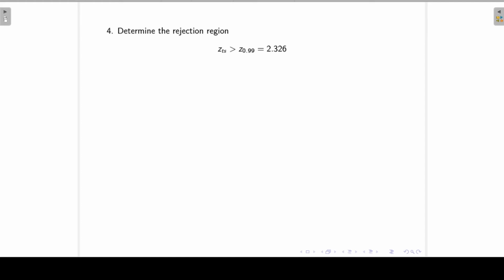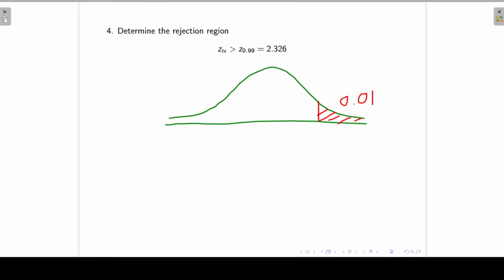Okay, and if this is my normal distribution, then my critical value will lie towards the right, so that the area to the right of my critical value is 0.01, and that's because my alpha is 0.01 or 1%. So the area to the left will be 0.99, and then you can find Z 0.99. You can find that from your Z tables, or you can use statistical software, and that is equal to 2.326.